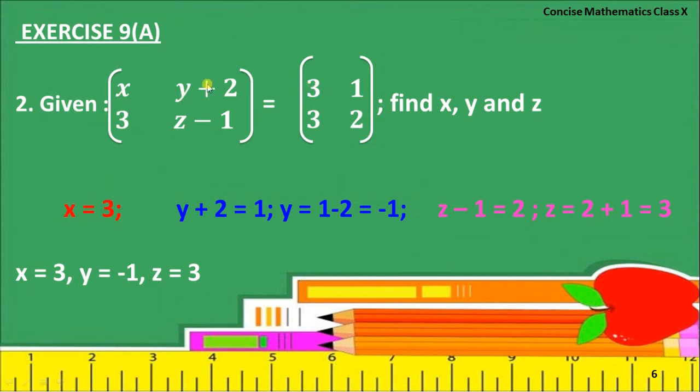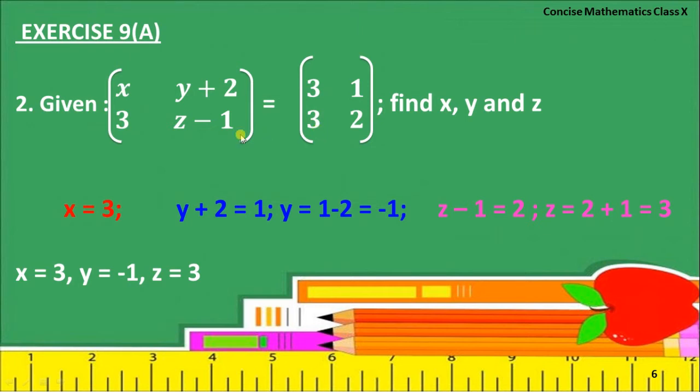In the second element, y plus 2. What is the corresponding element here? It is 1. So y plus 2 is equal to 1. Hence y is equal to 1 minus 2. The value of y is minus 1. And the third element is 3. Here also the corresponding element is 3, which are equal.